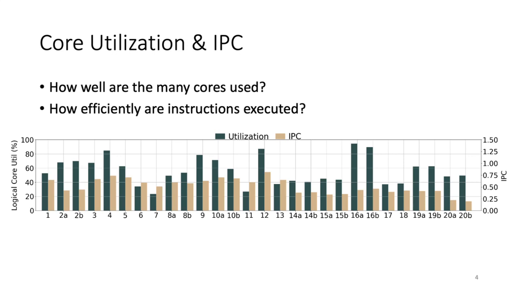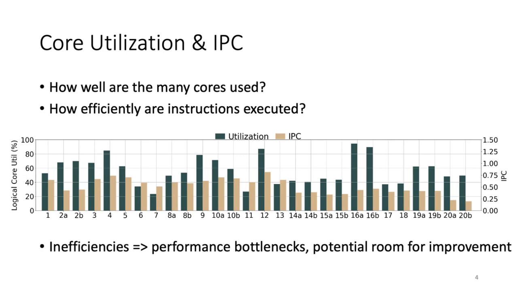The IPC stands for instructions per cycle, and it measures how efficiently the instructions are executed. This is shown in the light bars and corresponds to the right vertical axis. Usually an IPC of less than one is considered low. And here we see for most of the queries, the IPC is less than 0.75, and for some queries, it was even less than 0.25. So this suggests that there are some inefficiencies causing performance bottlenecks.